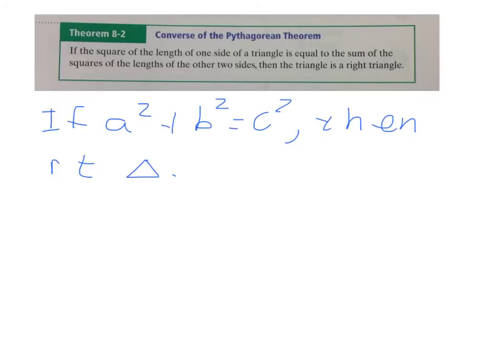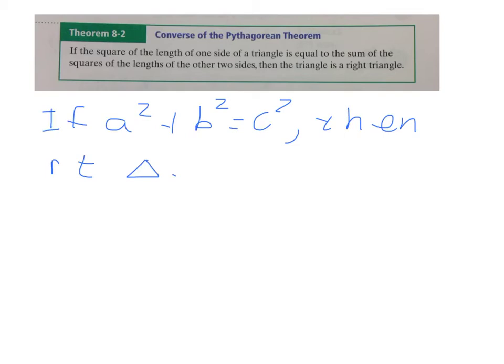Okay, now I want you to tell me the converse to the Pythagorean theorem. Again, if the Pythagorean theorem states, if you have a right triangle, then a squared plus b squared equals c squared, what's the converse going to state? Hopefully you would say, well, if a squared plus b squared equals c squared, then you must have a right triangle.